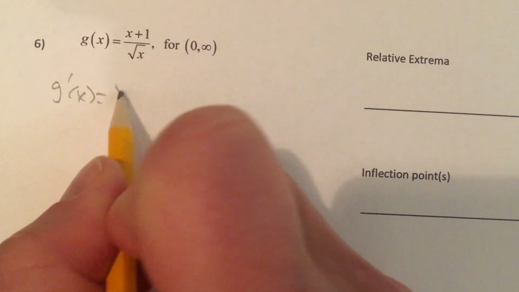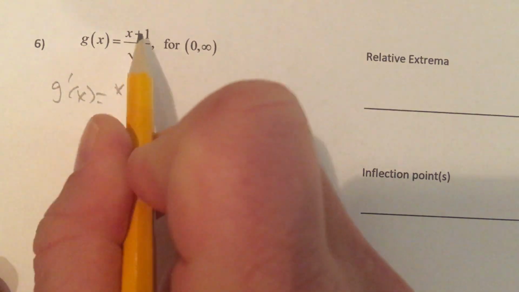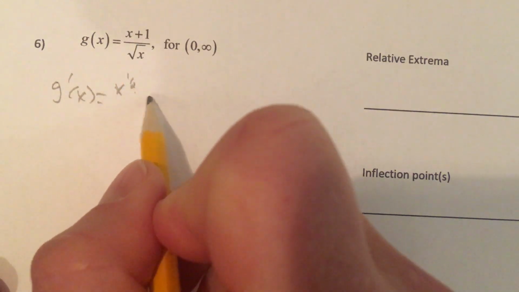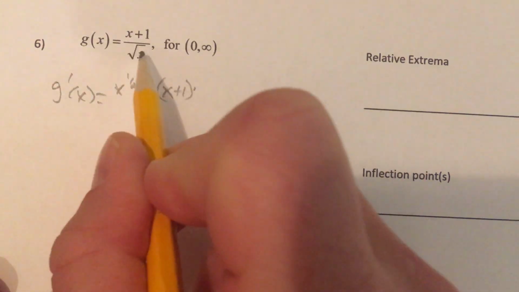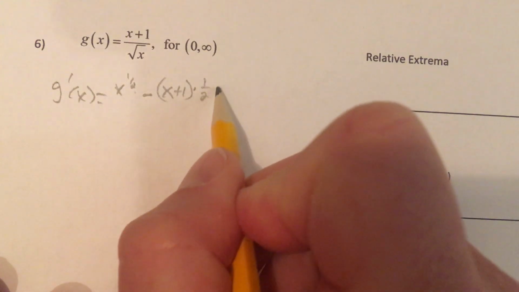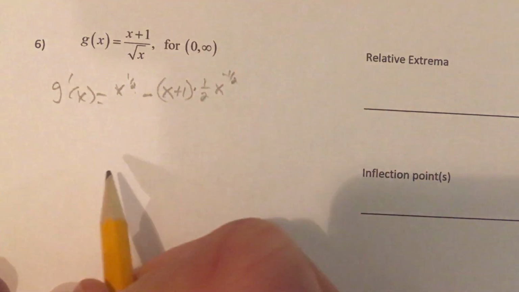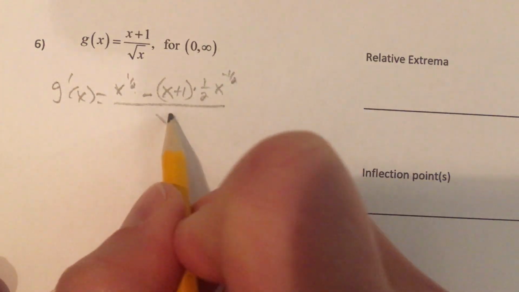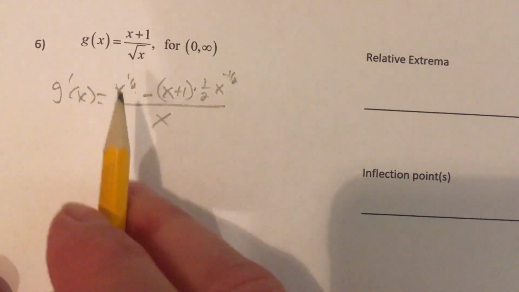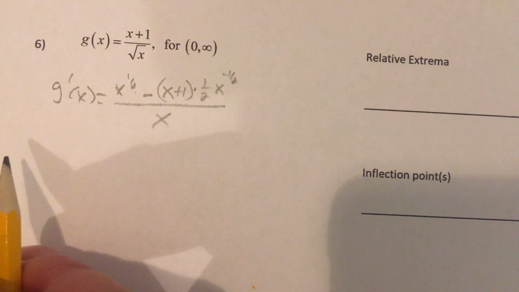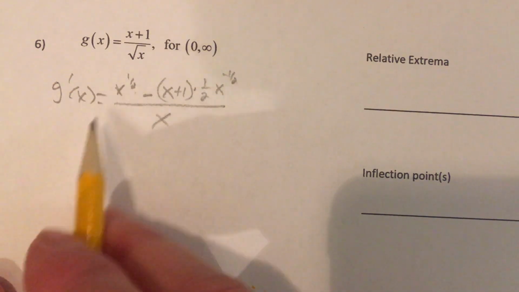So I'm going to write that as x to the 1/2 times the derivative of the top, which is 1, minus the top, x plus 1, times the derivative of the bottom, which is 1/2 x to the -1/2, over the bottom squared, which is x. Now there's a whole lot of junk going on here, right? And trying to get this equal to 0 and seeing where this might equal 0 is going to be a little nasty, but we'll do our best.